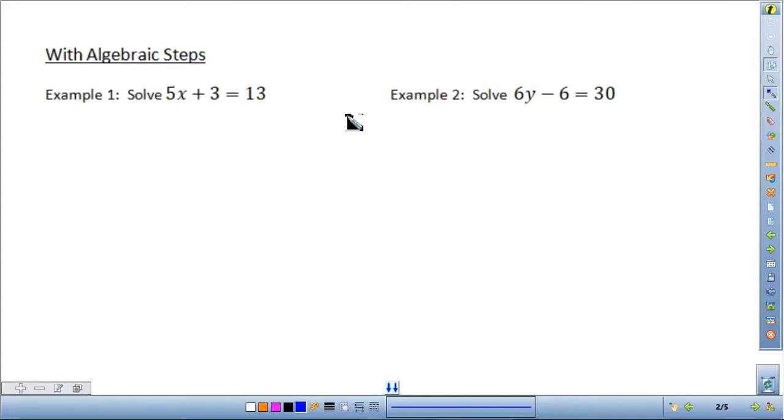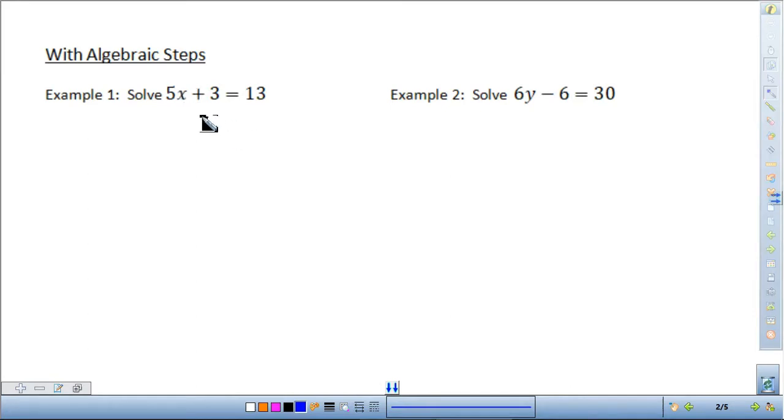So let's take a look now at how to solve an equation using algebraic steps. If we have 5x plus 3 equals 13, remember the goal is to get x by itself. So we want to get rid of everything other than x from that side of the equation. To do that, we're going to get rid of whatever is being added or subtracted first, and then we'll take care of what's being multiplied or divided by the variable.